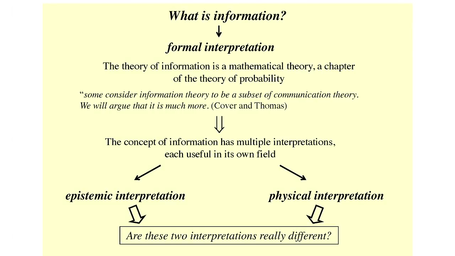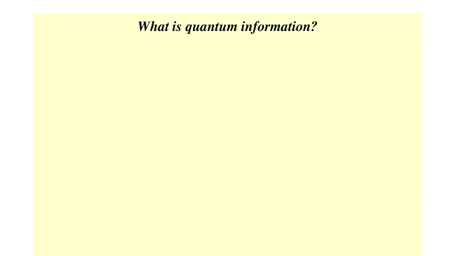Well, this was clear before considering quantum mechanics, which has always come to cause problems for us. For instance, in quantum teleportation, there is neither interaction nor carrier. So the question is, are these two interpretations really as different as supposed? And this leads us to the question about quantum information.